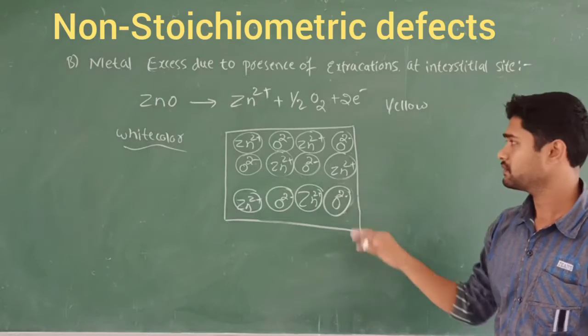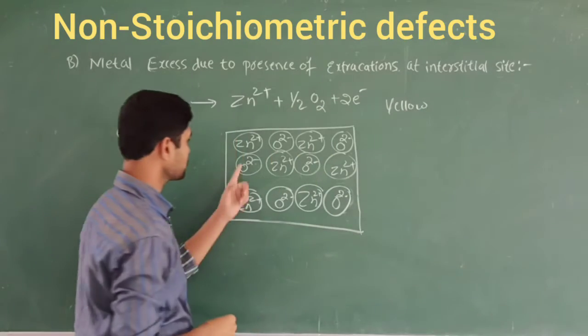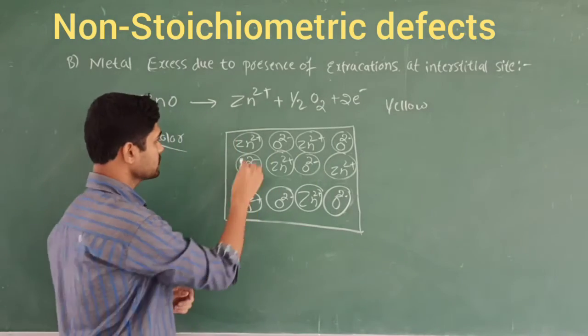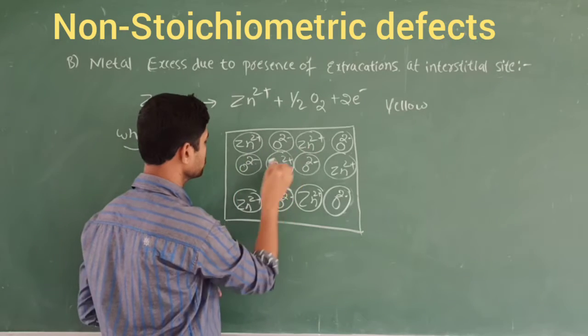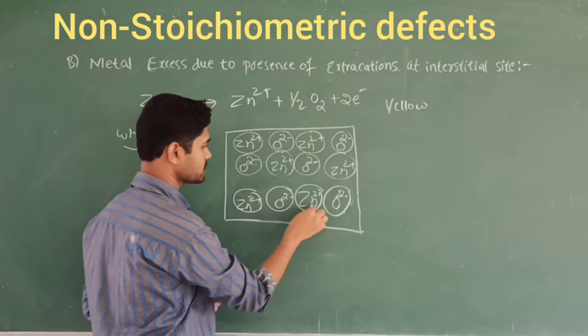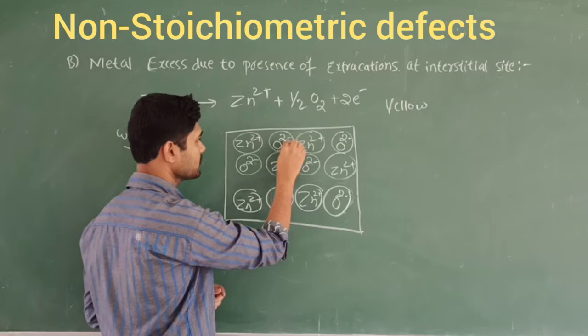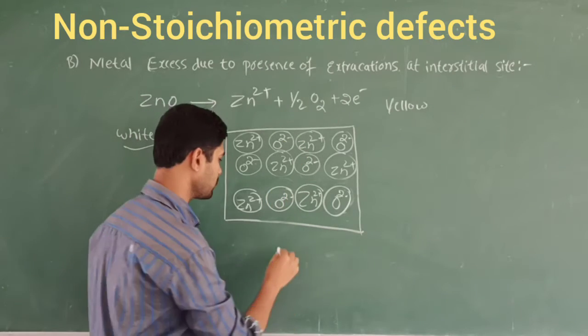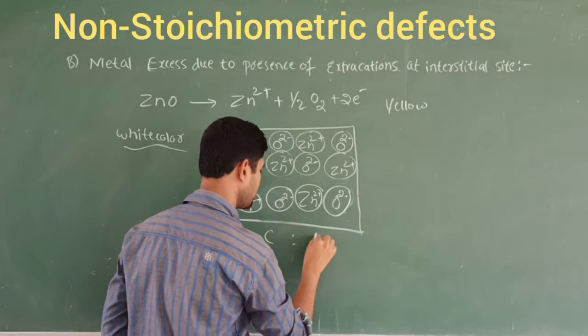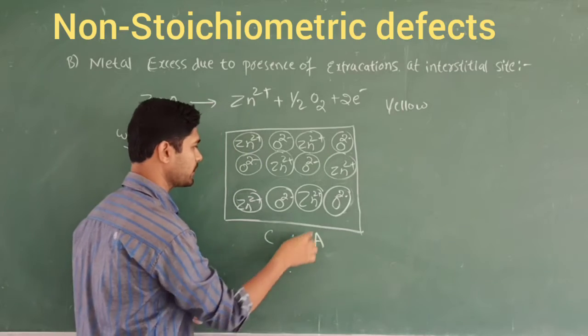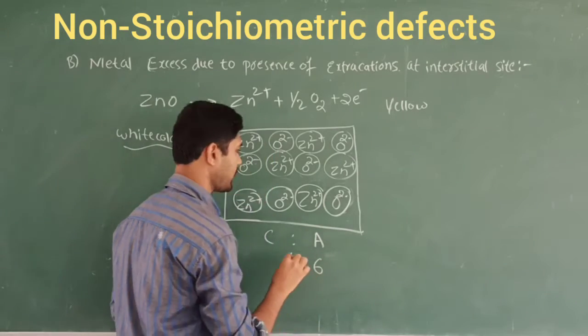And now here you can count these cations. So how many cations are there? Zn2+: 1, 2, 3, 4, 5, 6. Right? What about this O2-? That will also be 6. So now the number of cations and the number of anions: how many anions will be there? 6 anions will be there.